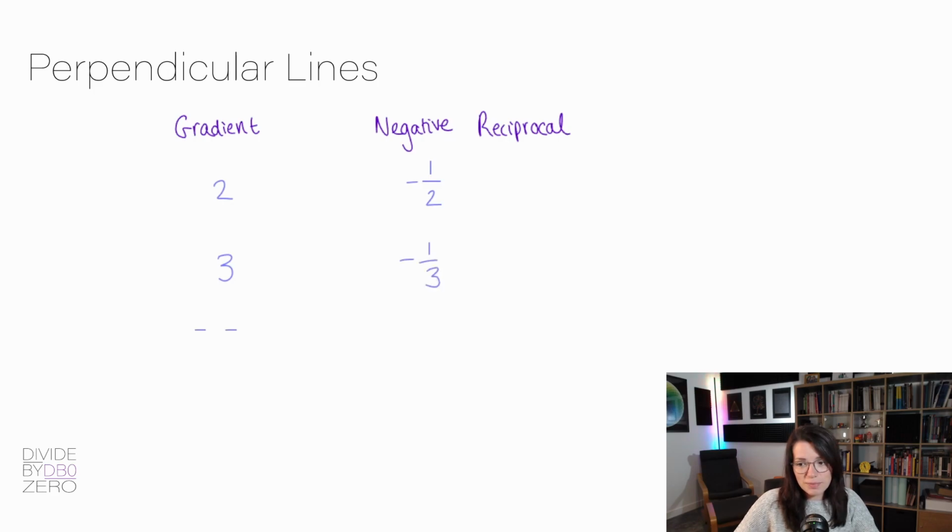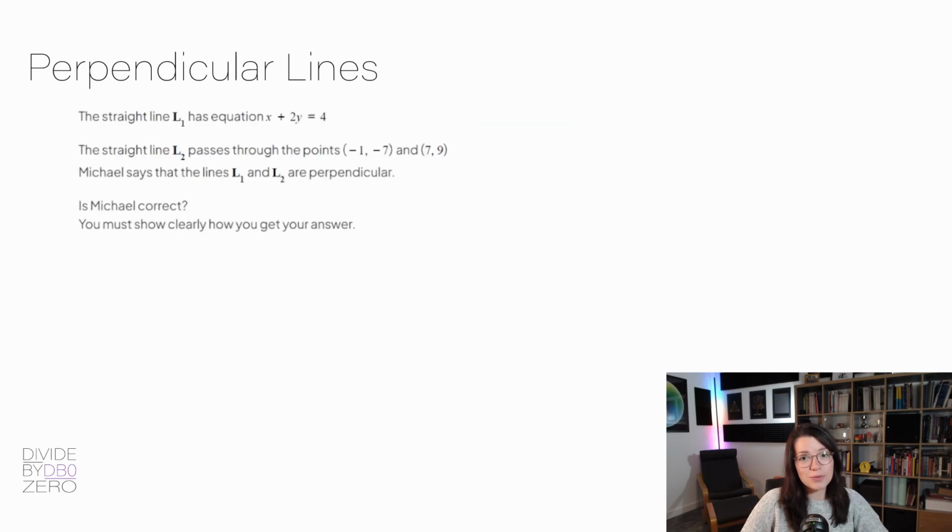If the gradient was -4, the negative reciprocal would be positive in this case, but still 1 over 4. If the gradient was already a fraction, like 1 over 5, then the negative reciprocal would be -5. And let's say you've got 2 over 3, the negative reciprocal would be -3 over 2.